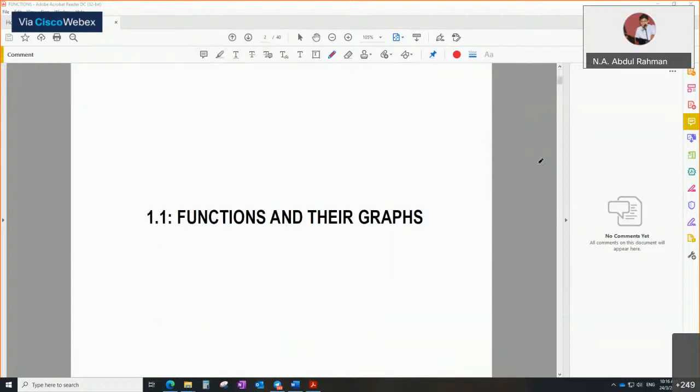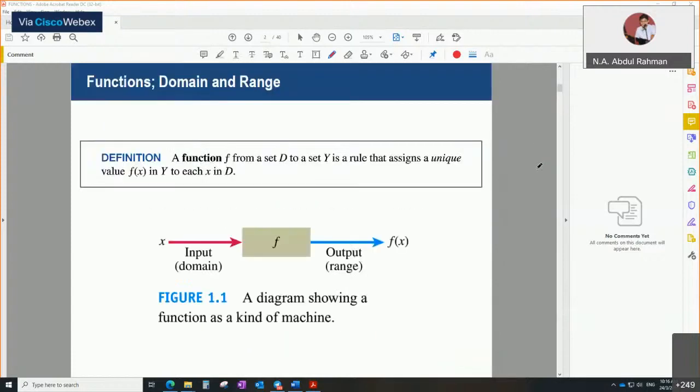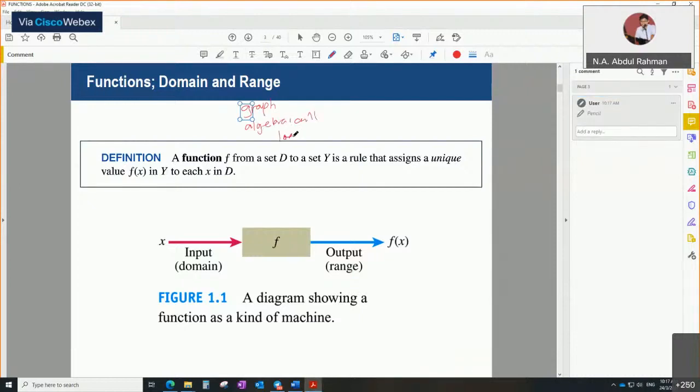So, functions and their graphs. When we talk about functions, of course, the first thing that you need to know is domain and range, and you have learned about this. Like I said just now, there are three ways to represent, to talk about functions. First is, of course, graphically. Second, we have algebraically. And the latest one we have using logic.